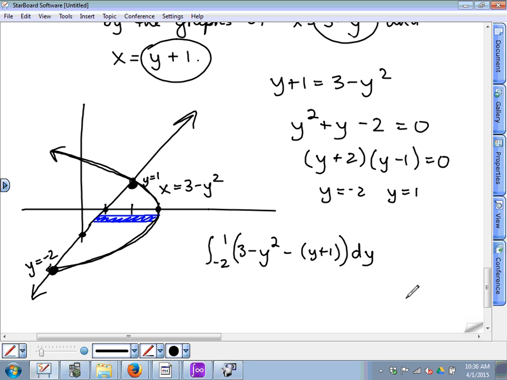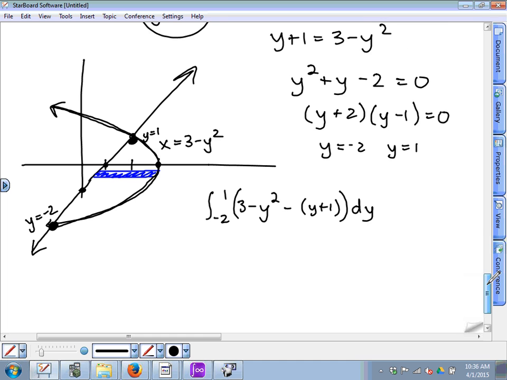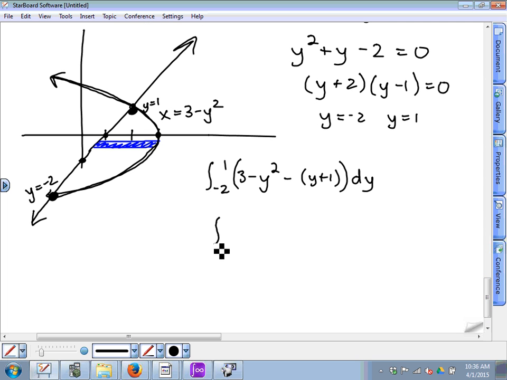Now here's a mistake students like to make. You see how I put the y plus 1 in parentheses? Would there have been a difference had I not done that? Yes. Big difference. And that's a mistake students like to make. You've got to subtract the entire function. So when you combine some like terms, you're going to get negative y squared minus y plus 2.